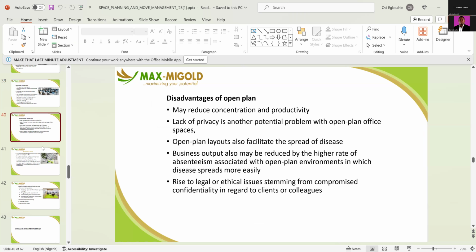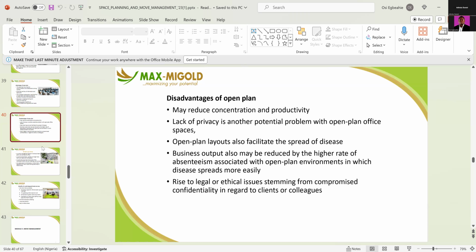Some disadvantages are that it may reduce concentration and productivity because some people can't work in areas where they have a lot of people. They are shy when people are there when they are working. They get easily distracted. Lack of privacy is another potential problem with open plan office spaces. Open plan layouts also facilitate the spread of disease, especially during a pandemic like COVID-19, where somebody sneezes and everybody just catches the COVID virus.